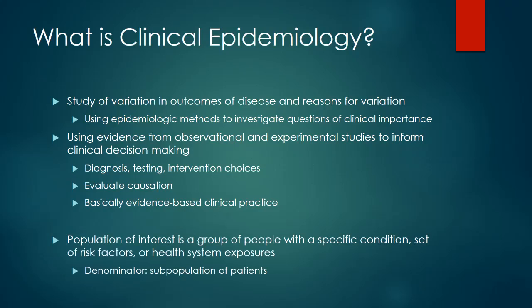In clinical epidemiology, one difference from the broader field is that our population of interest is almost always a group of people with a specific condition or set of risk factors or health system exposure. So in other words, the denominator that we use for our population and risk calculations is some subpopulation of patients.